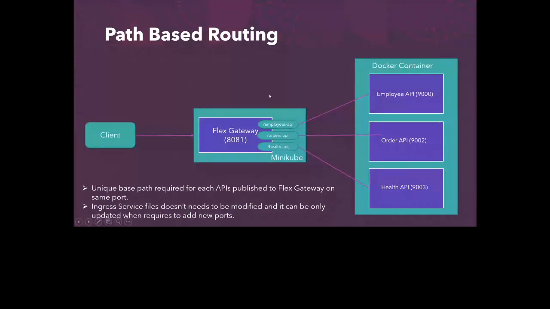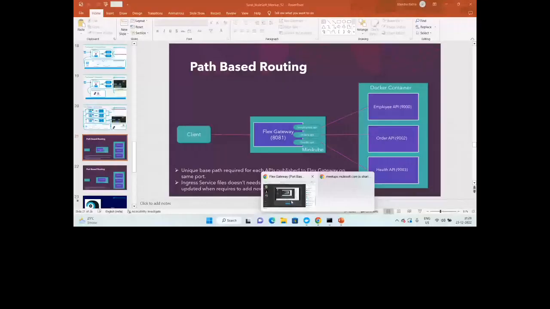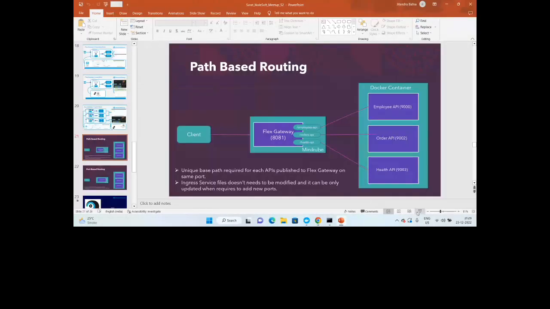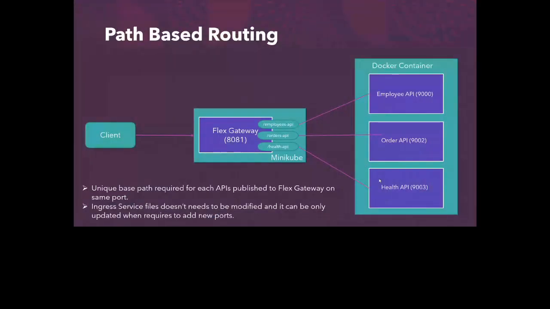Any questions before I move into the demonstration? Yes, Jitendra, I have one question about path-based routing. If I have varied throughputs on these APIs, how would the Flex Gateway handle that? Suppose my throughput for orders is around 100 TPS, and health and employee are lower. Do you think it can handle the load on a single port based on the path-based routing?